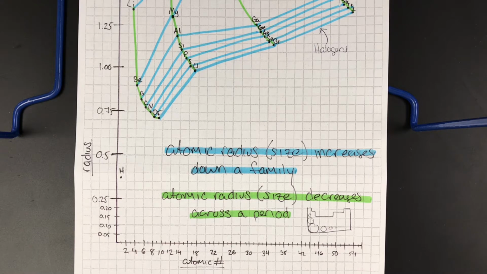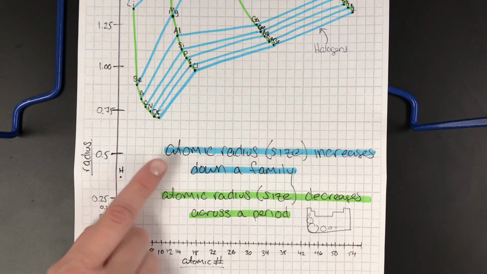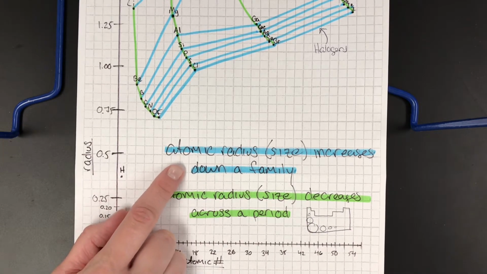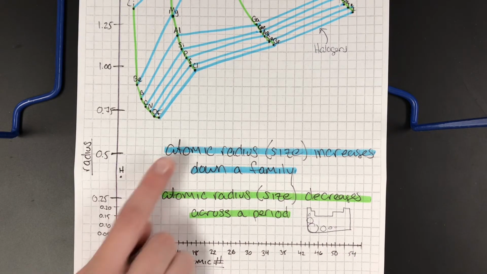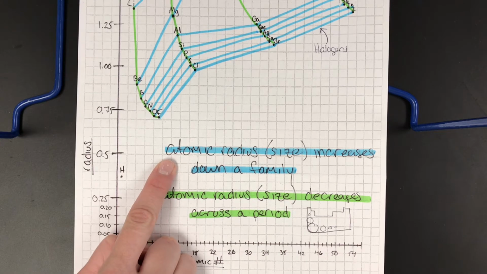If you go down a family, if you look at your Bohr model sheet, look at the number of electron shells as you go down a family. Each time you go one element down that family, there's one more electron shell. Does it make sense that the atom would get bigger if there's more electrons and therefore more electron shells? You got more layers there, right? So that makes sense that as you go down a family, you're adding more electron shells, more layers, more energy levels, so that atom's going to get bigger.